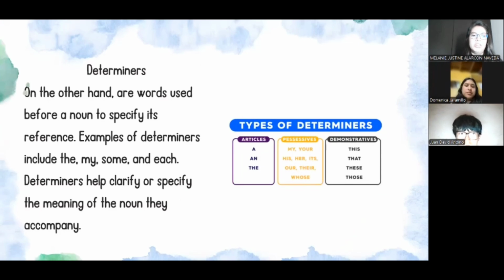Determiners, on the other hand, are words used before a noun to specify it. Examples of determiners include the, my, some, each. Determiners help clarify or specify the meaning of the noun they accompany.